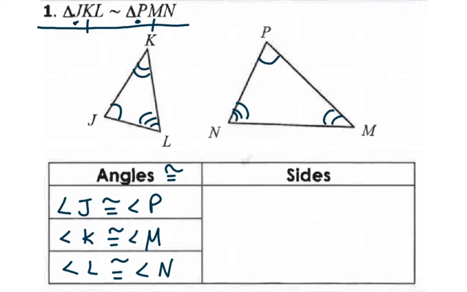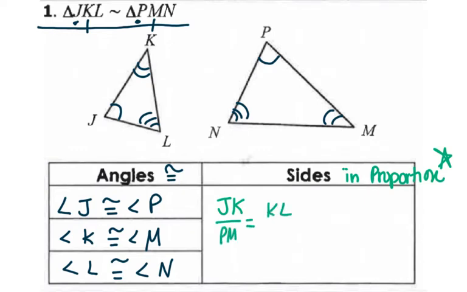Now the sides are not congruent. Since the triangles are similar, the sides are in proportion. So what we're going to do is show which sides are in proportion. So we're going to compare the sides here. JK can be compared to PM, and KL can be compared to side MN. And finally, side JL can be compared to PN.